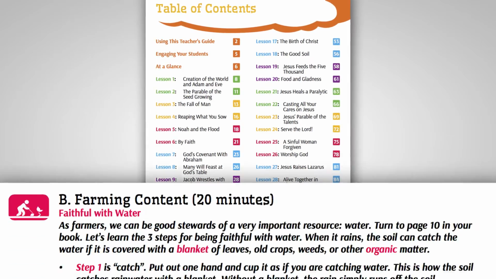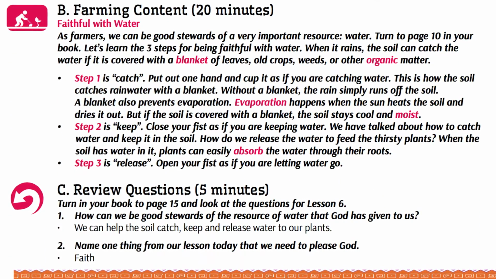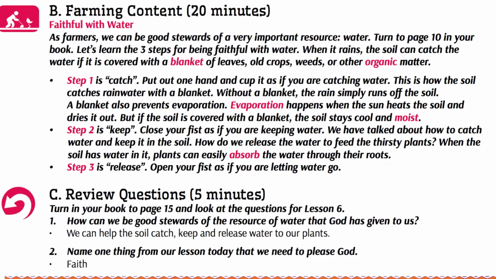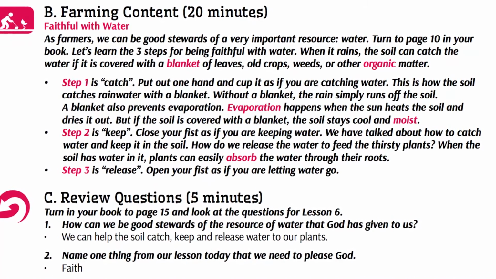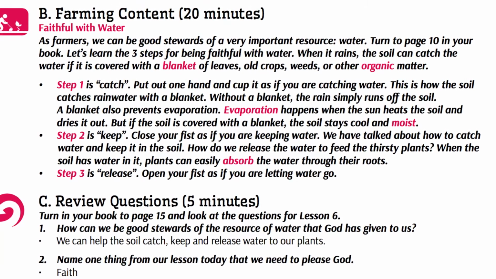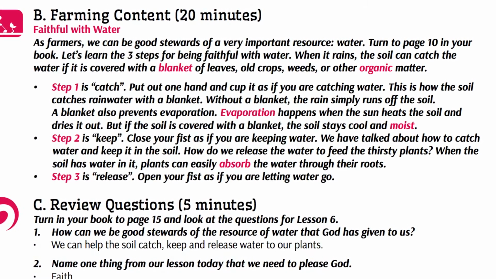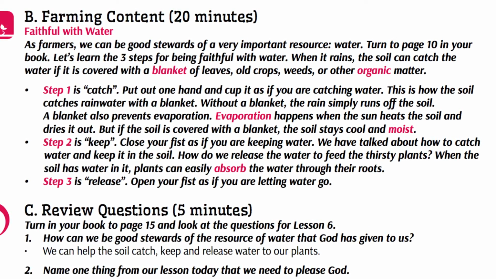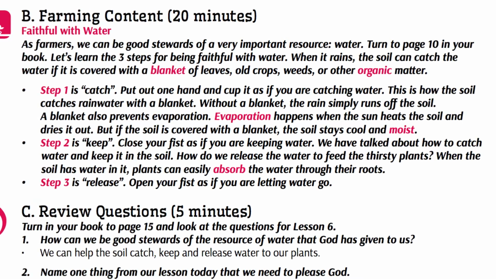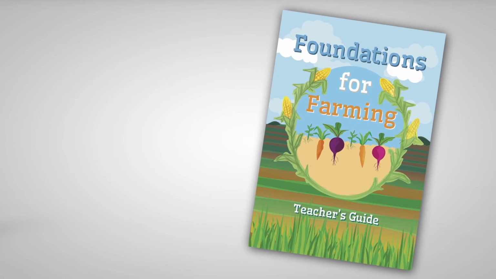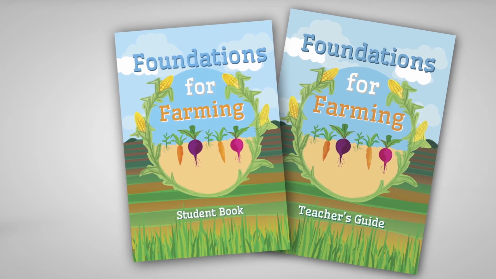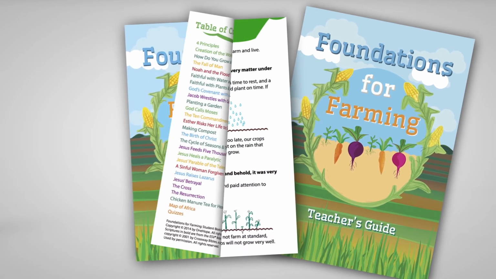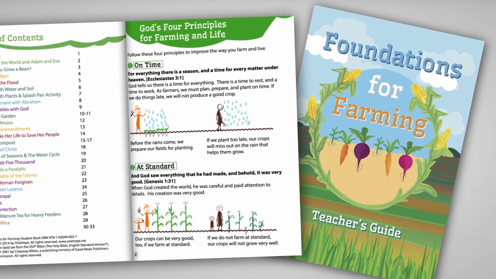For example, in Lesson 6, students learn that we need to be good stewards of all that God has given us, and that covering the soil with a blanket of mulch helps the soil to catch water, keep water, and release water to our plants. Both of these should be emphasized during the lessons. Note that the farming illustrations and diagrams are in the student book only, so teachers will need to have a copy of the student book in order to explain these parts of the lesson.